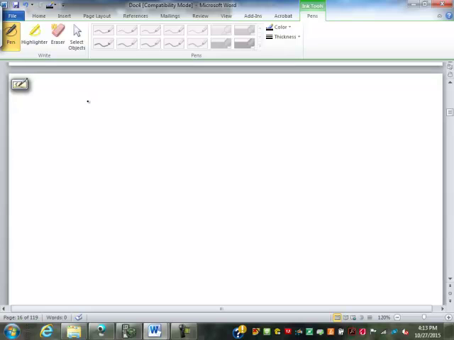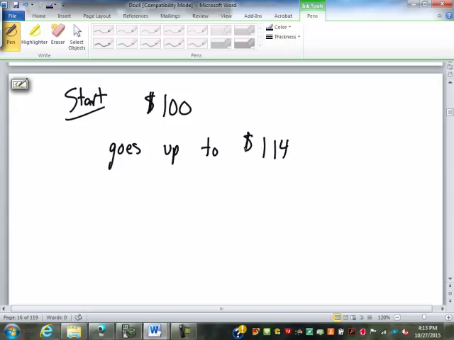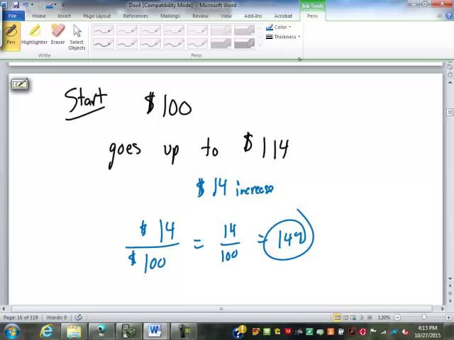Or if we had something that started, let's say we start with $100. And it goes up to $114. What percent was our increase? Well, how much was our increase? $14 increase. So $14 out of $100 is 14 out of 100. So it is a 14% increase. So those benchmarks are pretty simple. They're just the hundreds. But there are some others that are also fairly simple to do.